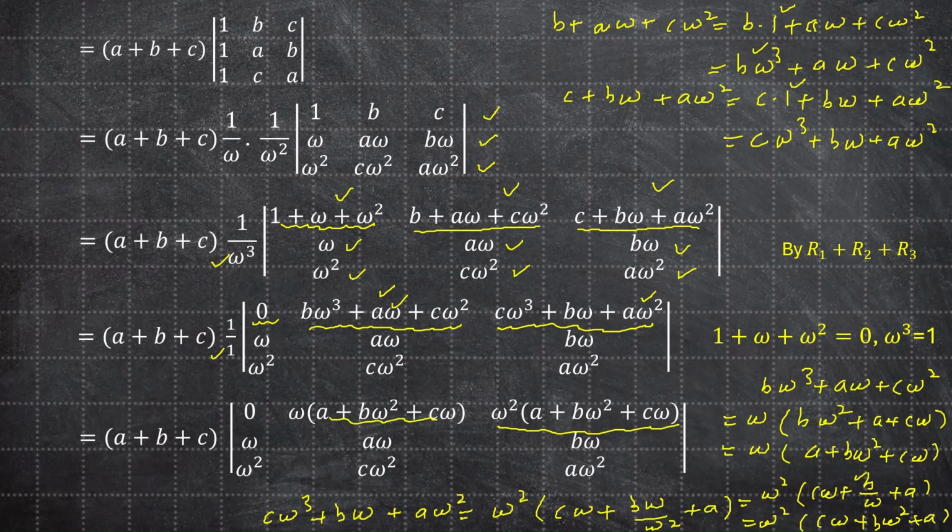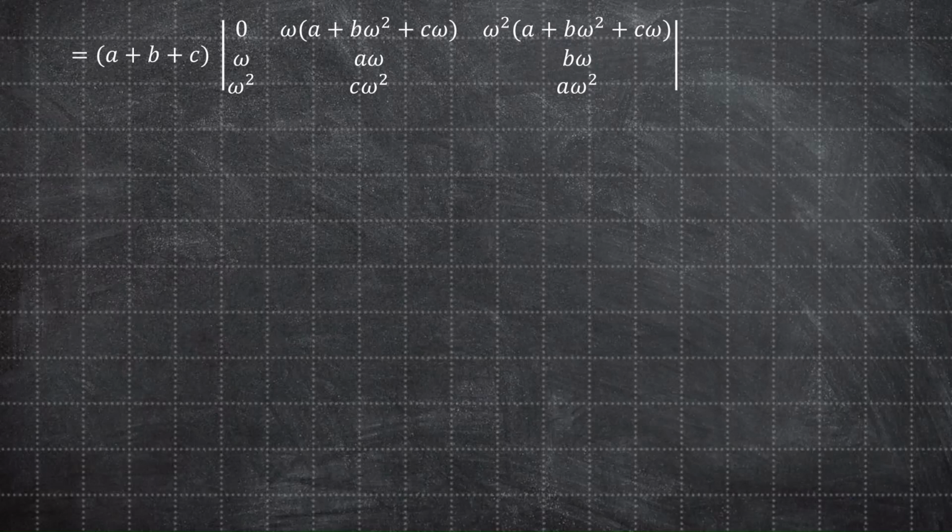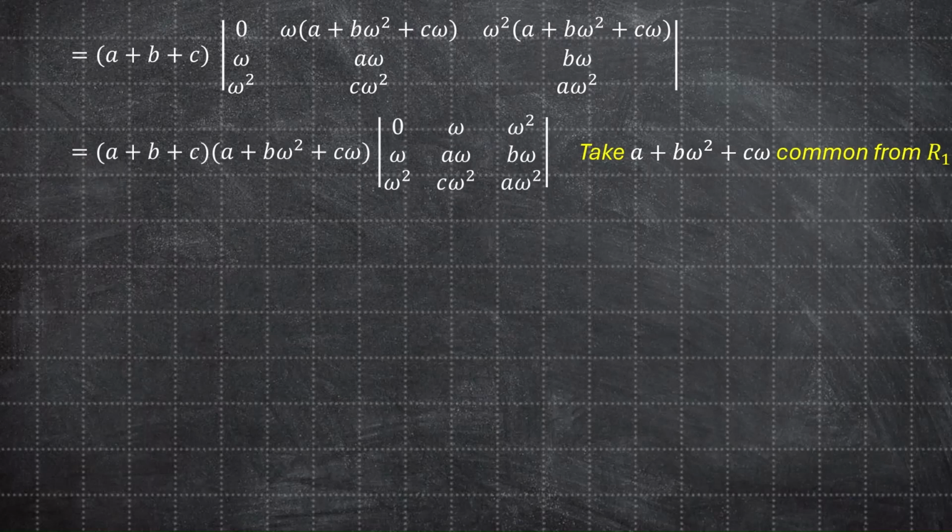Now here is the common factor, and we shall take this factor common from row 1. Now we take out common a plus b omega square plus c omega from row 1 and get the left hand side as here, where the term a plus b omega square plus c omega has been taken out. Now we have established the first two factors. To get the third factor, we shall use Laplace expansion to expand this determinant.